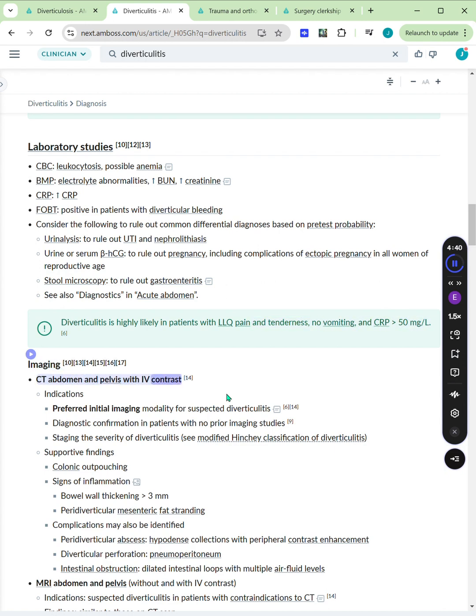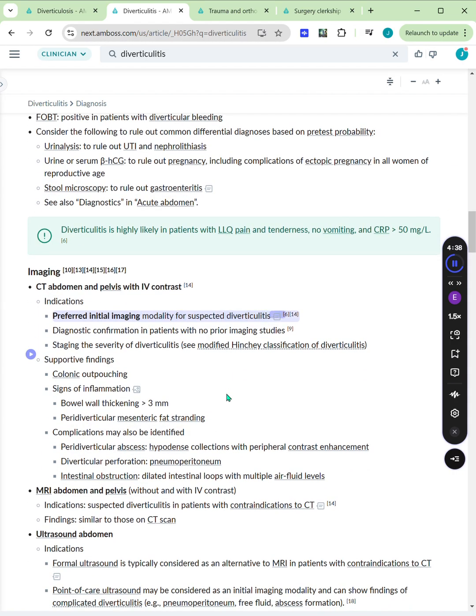Imaging. CT abdomen and pelvis with IV contrast. Indications: preferred initial imaging modality for suspected diverticulitis. Diagnostic confirmation in patients with no prior imaging studies. Staging the severity of diverticulitis, see modified Hinchey classification of diverticulitis.